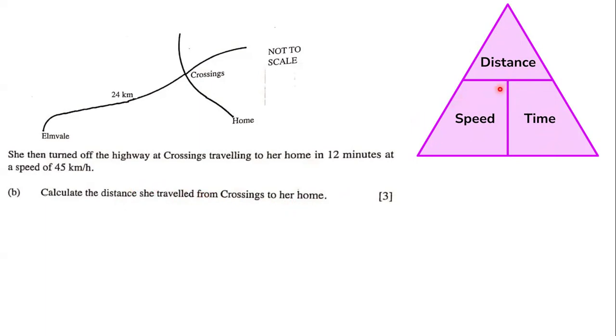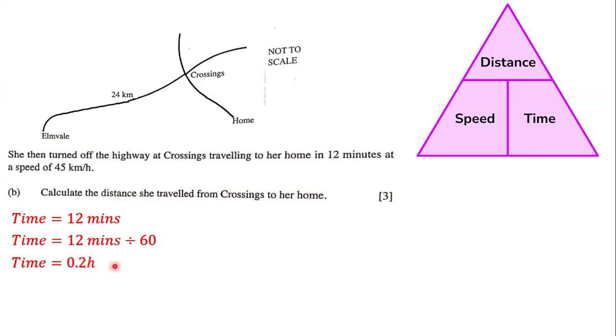Now, distance is equal to speed multiplied by time. We know that the time is 12 minutes, but we want to convert 12 minutes into hours. We know that 1 hour is equal to 60 minutes. So if we have 12 minutes, how many hours is that? We have to divide it by 60. So 12 minutes divided by 60 is 0.2 hours. So 12 minutes is equal to 0.2 hours.